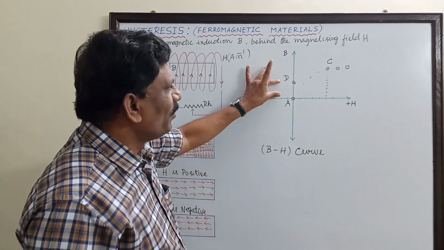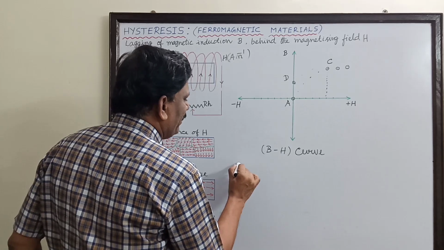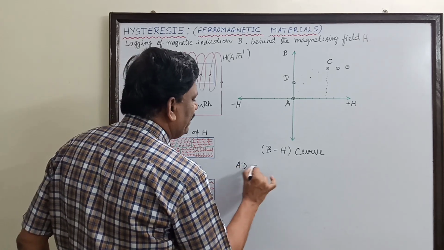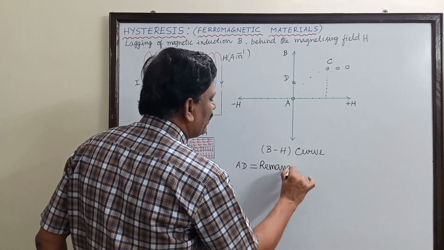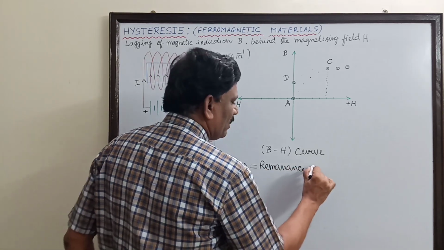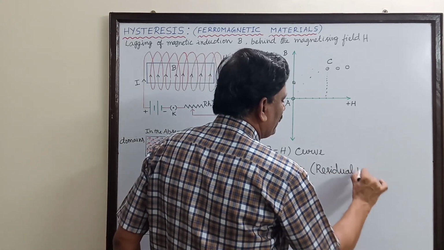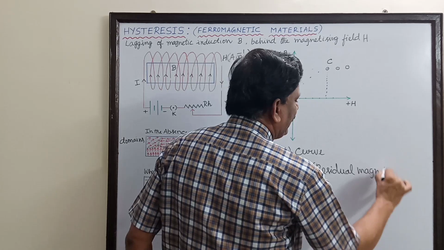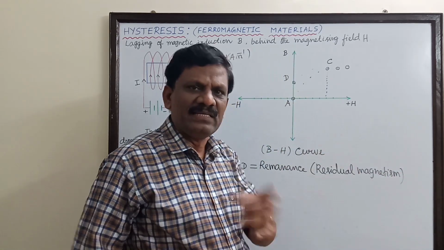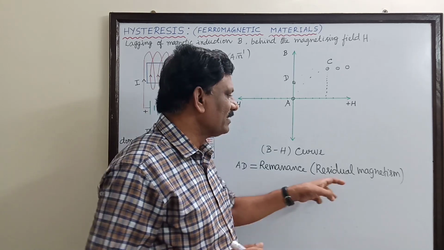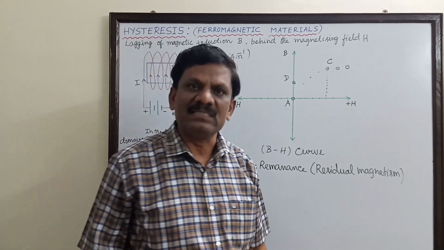And this portion AD is called remanence. This is also called residual magnetism. Some magnetic induction is still remaining inside like residue. That is why it is called residual magnetism. That is also called remanence.